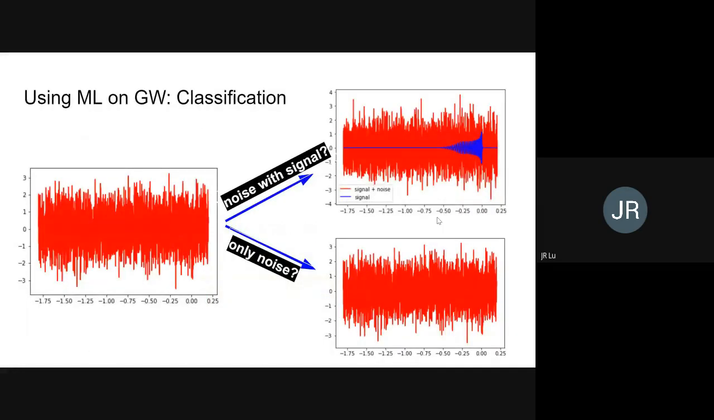So our machine learning project is planned to do classification. Our purpose is very straightforward. We just want to apply machine learning skills to distinguish whether the detected data contains a GW signal in it or not.